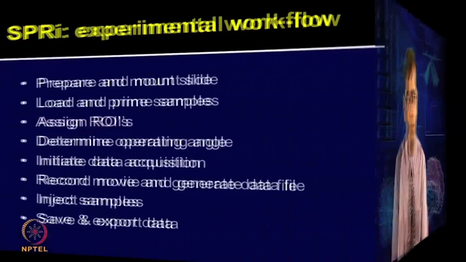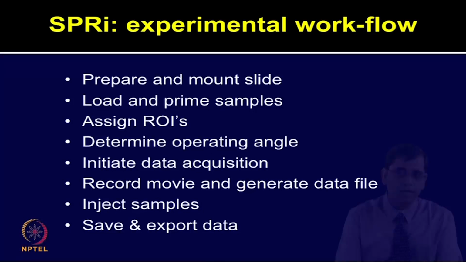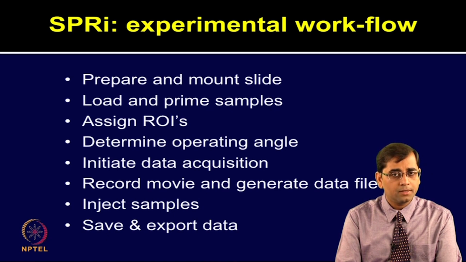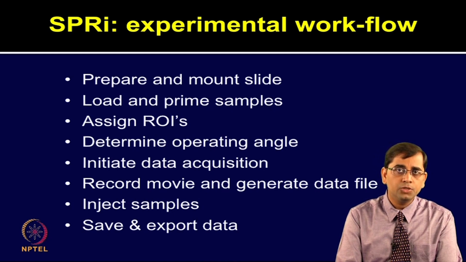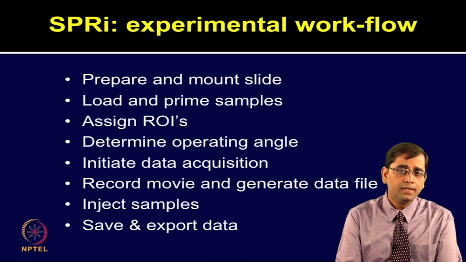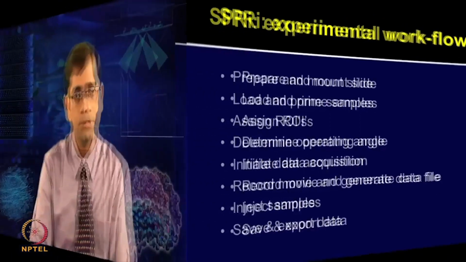Various steps in an SPR imaging experiment involve: first, preparation of samples and mounting of slides on the prism; second, loading and priming of the samples; third, assigning the region of interest or ROIs; fourth, determining the operating angle; fifth, initiating the data acquisition; sixth, recording the movie and generating the data file; seventh, injecting samples, and then last step, saving and exporting the data.